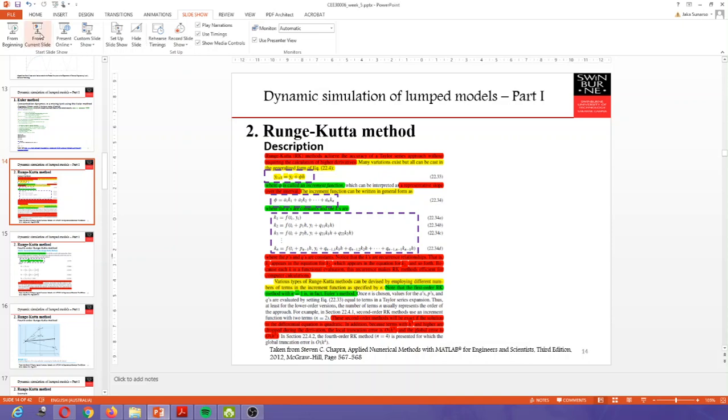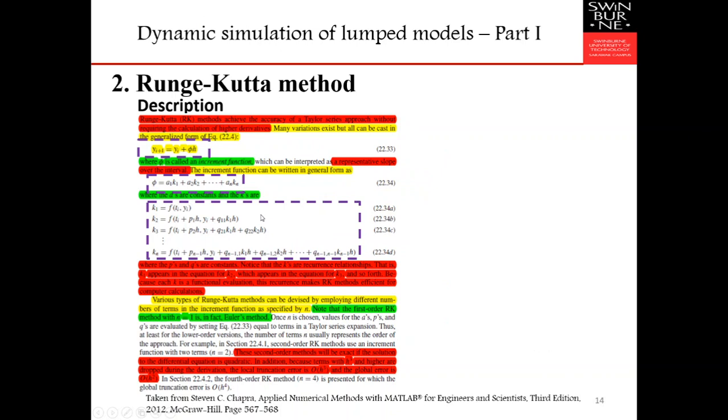Hello again. We continue on the dynamic simulation of LAM models on this second video for week 5 lecture. We have discussed in the previous video the Euler method. Now we're gonna continue with the Runge-Kutta method. The Runge-Kutta method can achieve a better accuracy compared to the Euler method because it's basically having an error of a higher order than the Euler method.